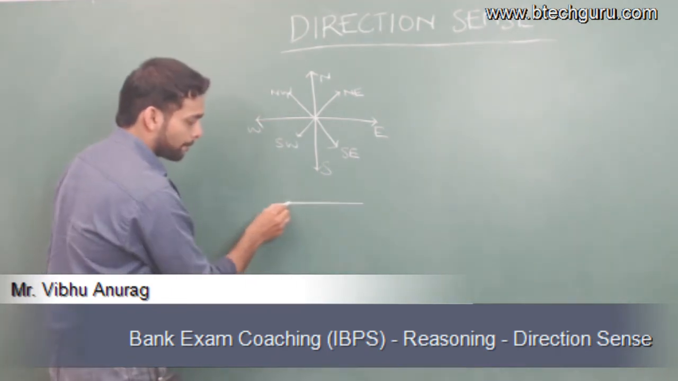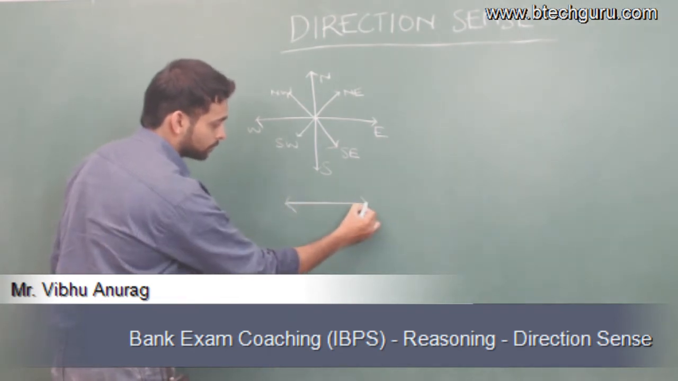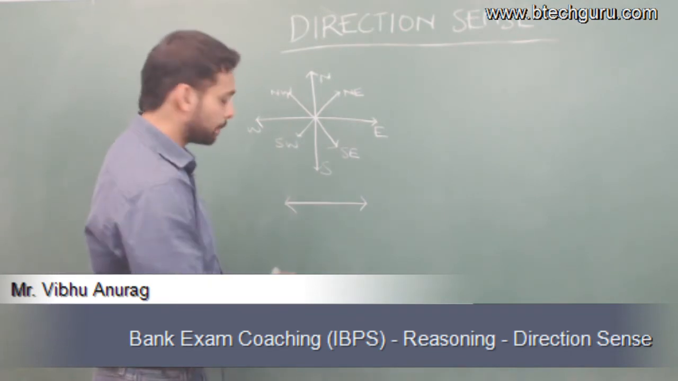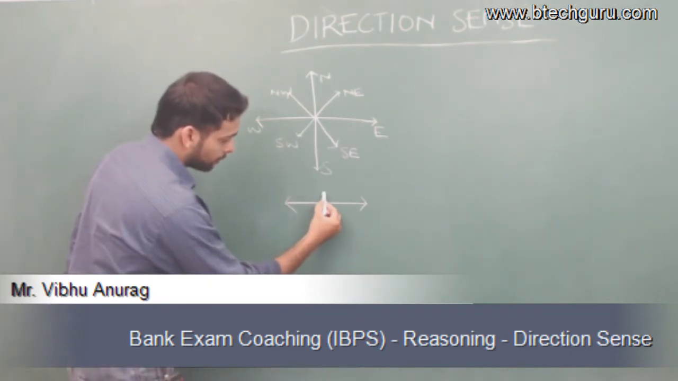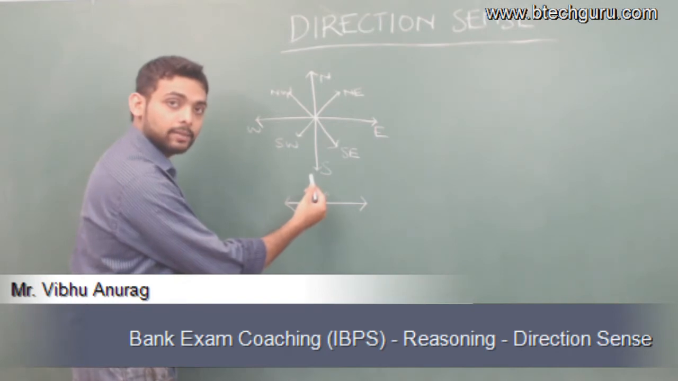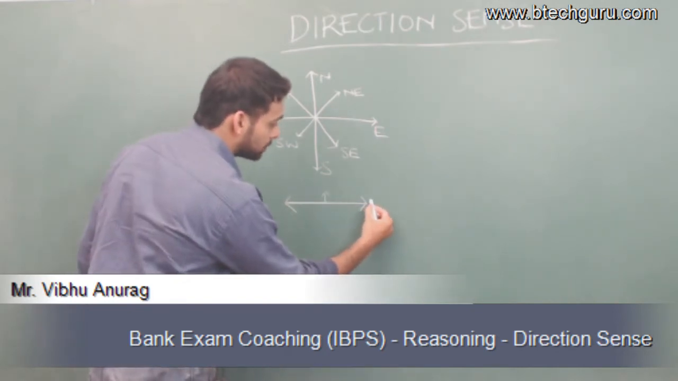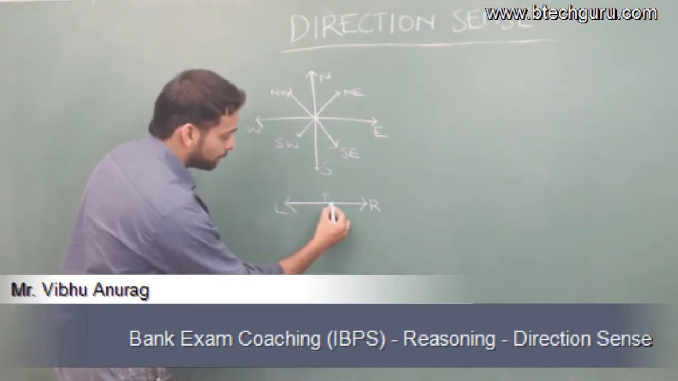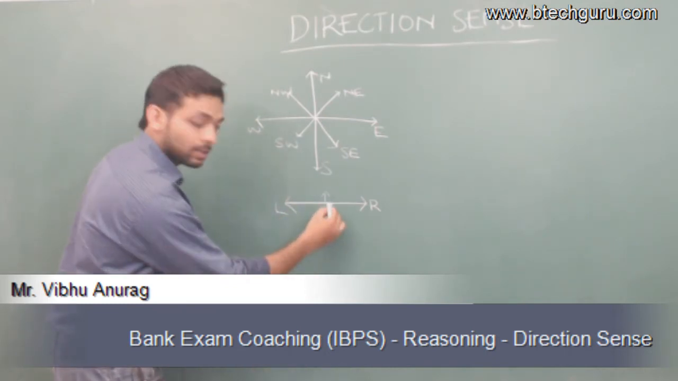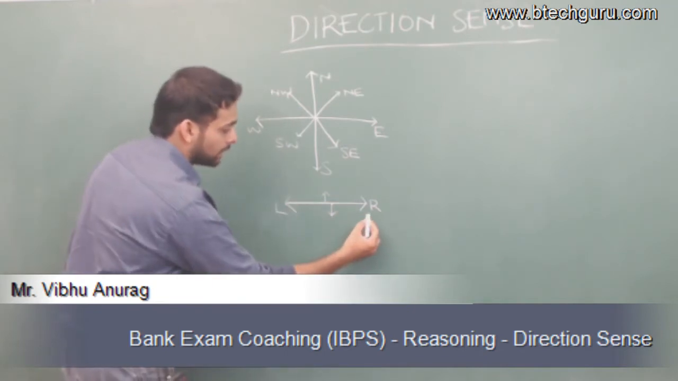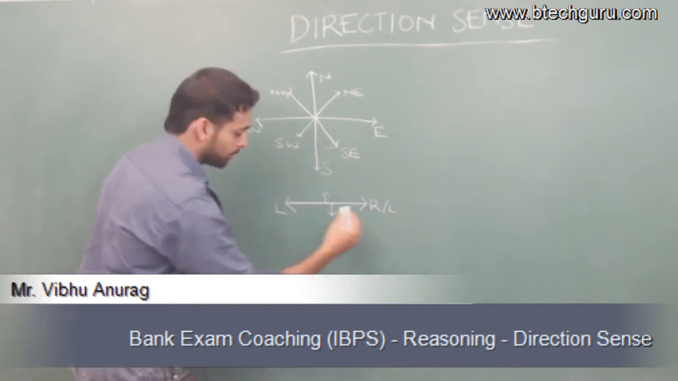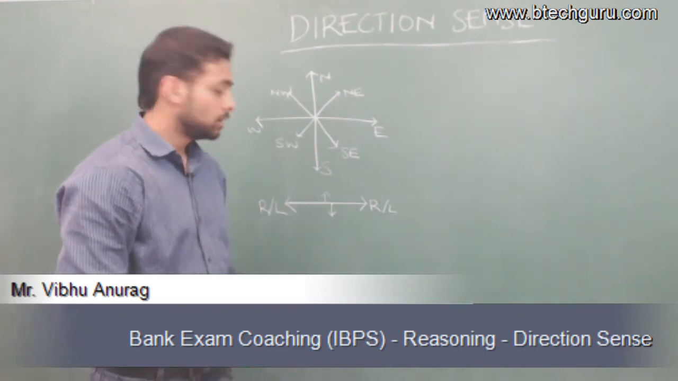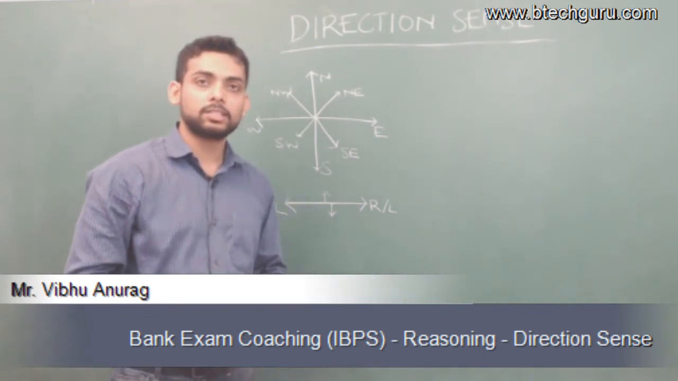Another one is your left and right directions. Okay, so if a person is standing facing this side, then this becomes the person's right and this becomes the person's left. When a person is facing this side, head facing this side, then this will become the left and this will become the right. So it depends which side the person is facing.